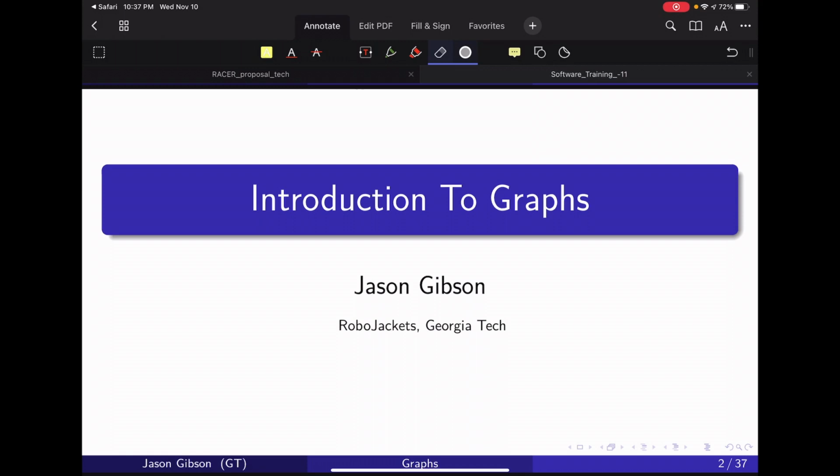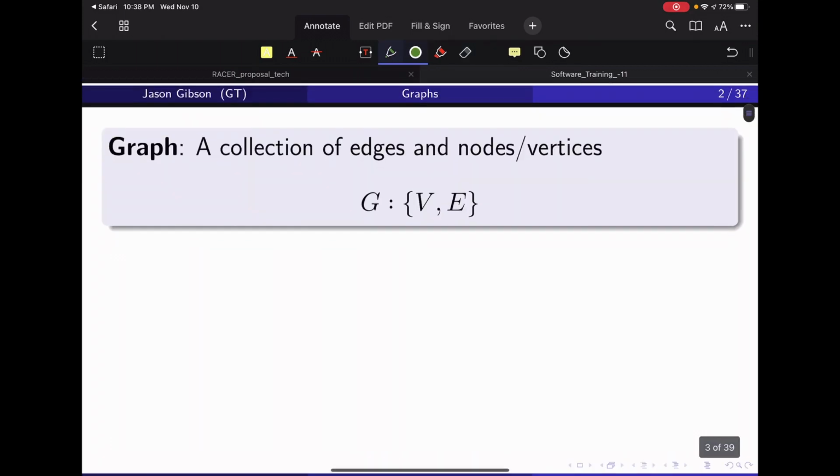Hello everyone, and today we're going to be talking about path planning. But before we get into path planning, we need to talk about graphs, because a lot of the search algorithms we're going to be using are done on a graph. So to start off with, what is a graph?